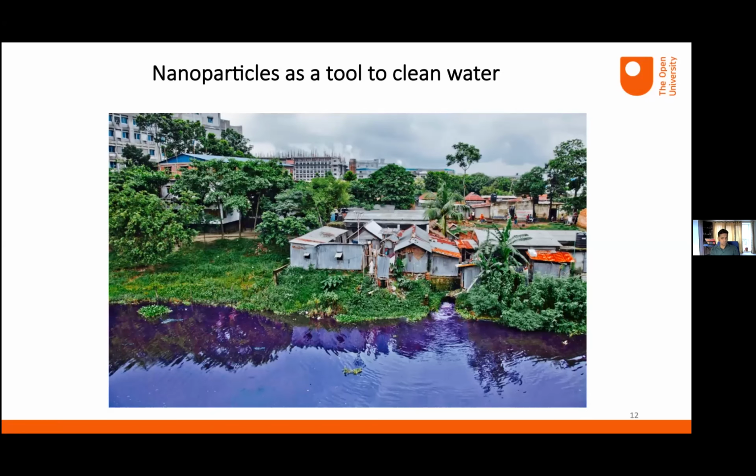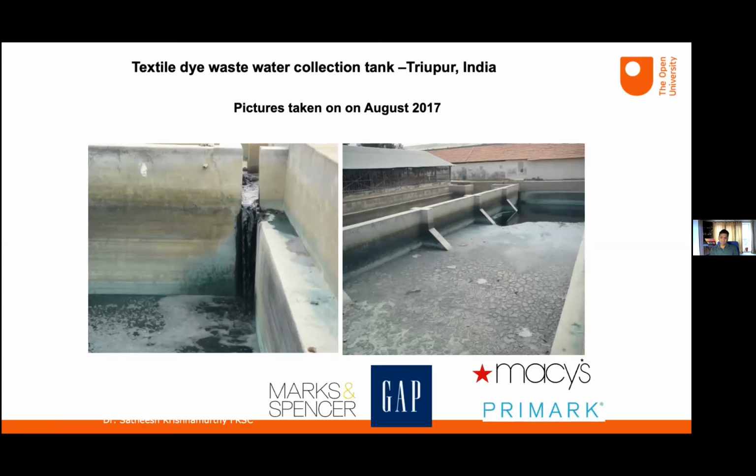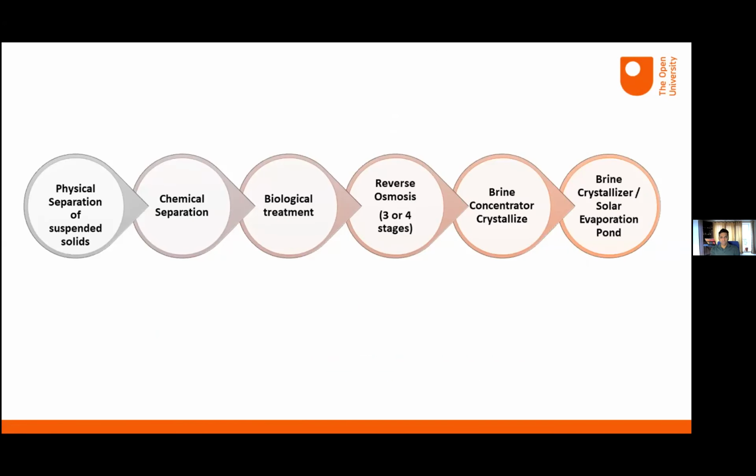And we always start small and think big. So then we visited some of the industries, and this is what the wastewater treatment plant looks like. And those using it are Marks and Spencer's, Gap, Macy's, Primark, and many other big brands. So to start with, the textile wastewater treatment system works like this: they do the physical separation of suspended solids, then chemical reaction. Chemical separation will happen between the physical solids. Then we do the biological treatment.